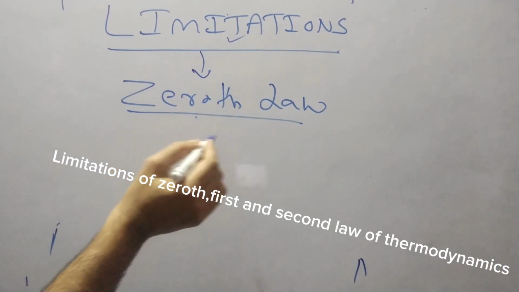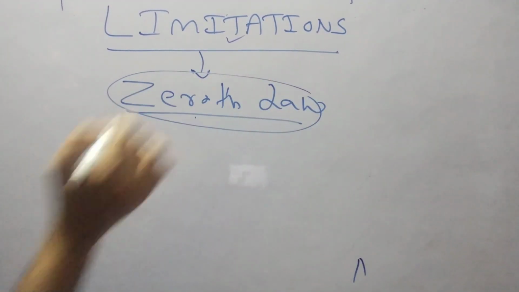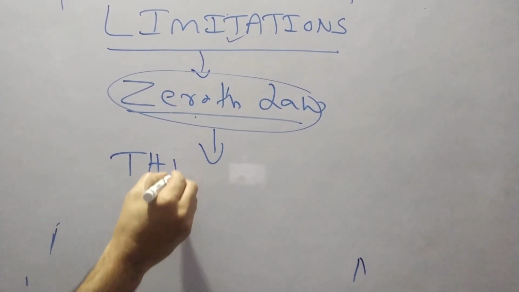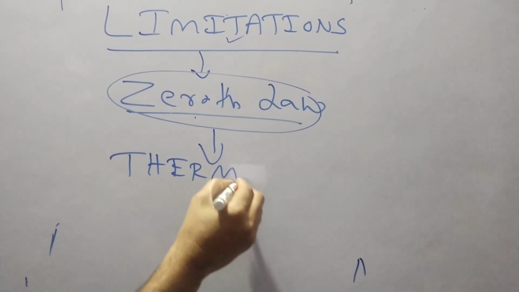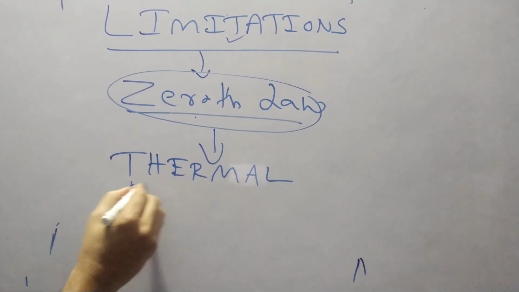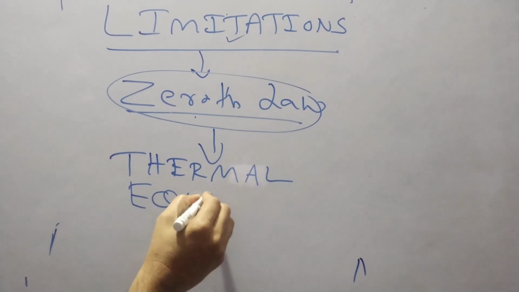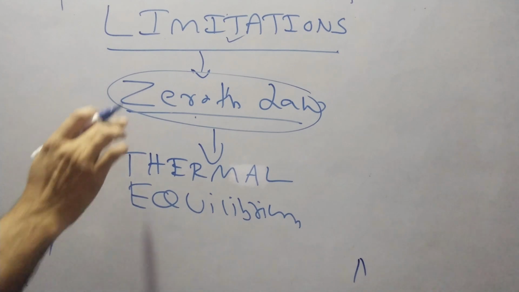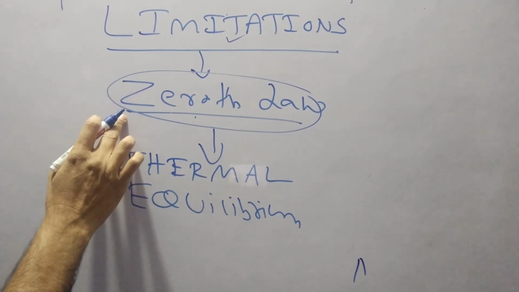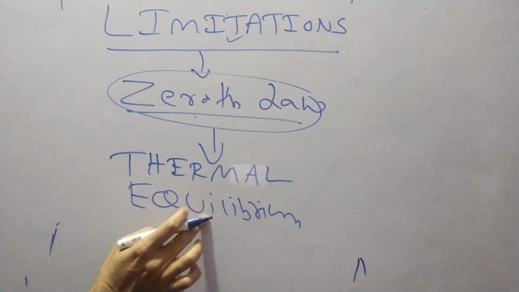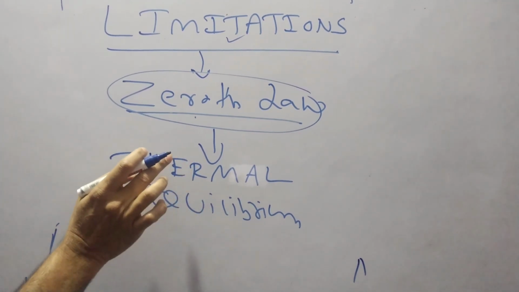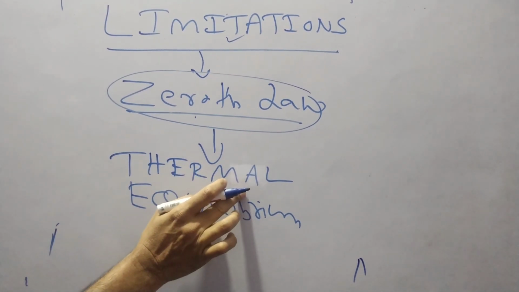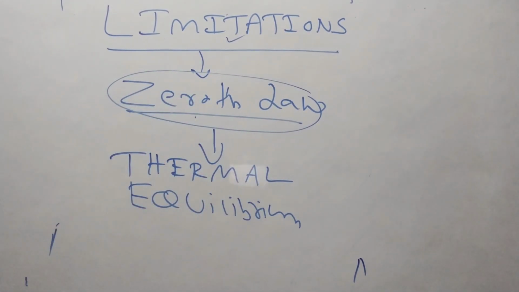Here, limitations. First we'll take the zeroth law. The zeroth law is defined for thermal equilibrium. When we see the statement of the zeroth law of thermodynamics, when A is in thermal equilibrium with B, and A is in thermal equilibrium with C, then B and C are also in thermal equilibrium. That is the zeroth law statement.